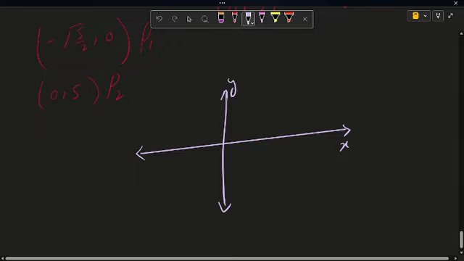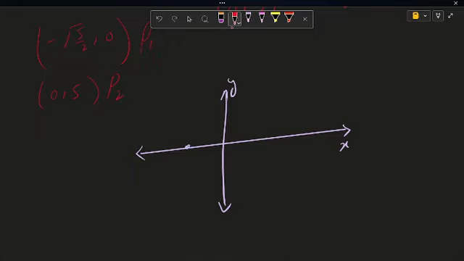So minus square root of 5 by 2 is approximately lying over here. When my x value is minus square root of 5 by 2, your y value is 0. So this is your first point, P1. If your x value is 0, your y value is 5. For example, here is your 5. This is your second point, P2. Now you have to join the points. It will be like that.